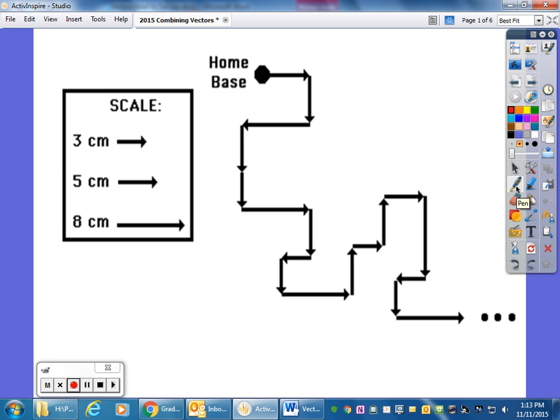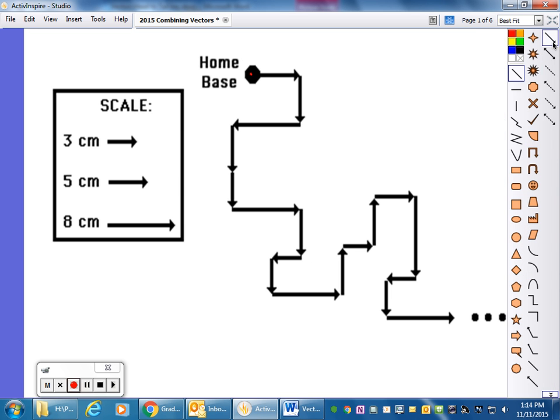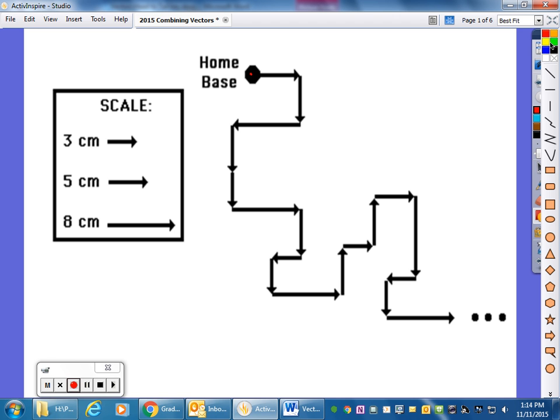And then you take your pencil, you put it on the home base, and you use a straight edge. So I'm going to use my shape maker and my arrow creator, and you just draw the line that starts at the start and ends at the end. And that's your resultant vector. Always, always, always, that's going to be your resultant vector. I've done it in red for you.